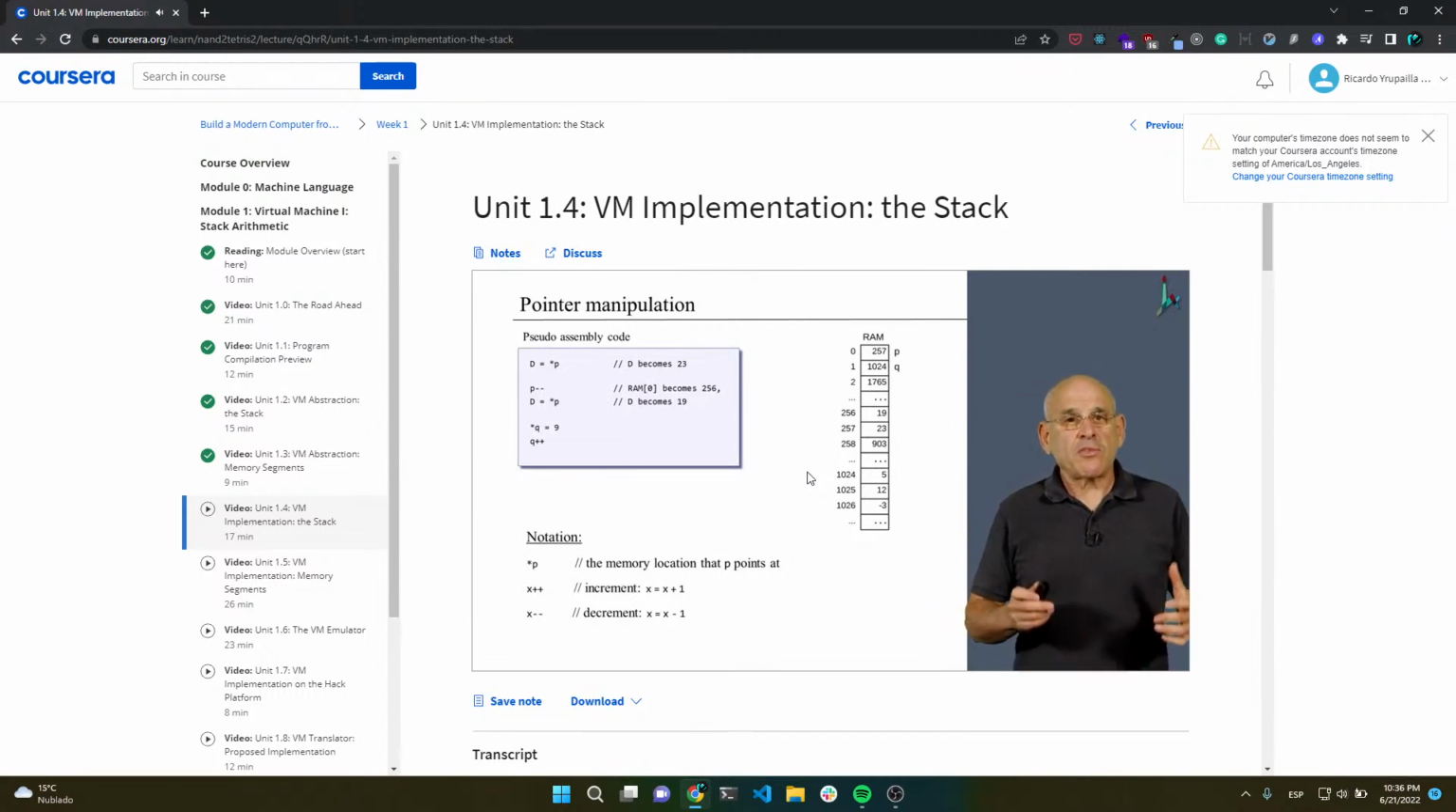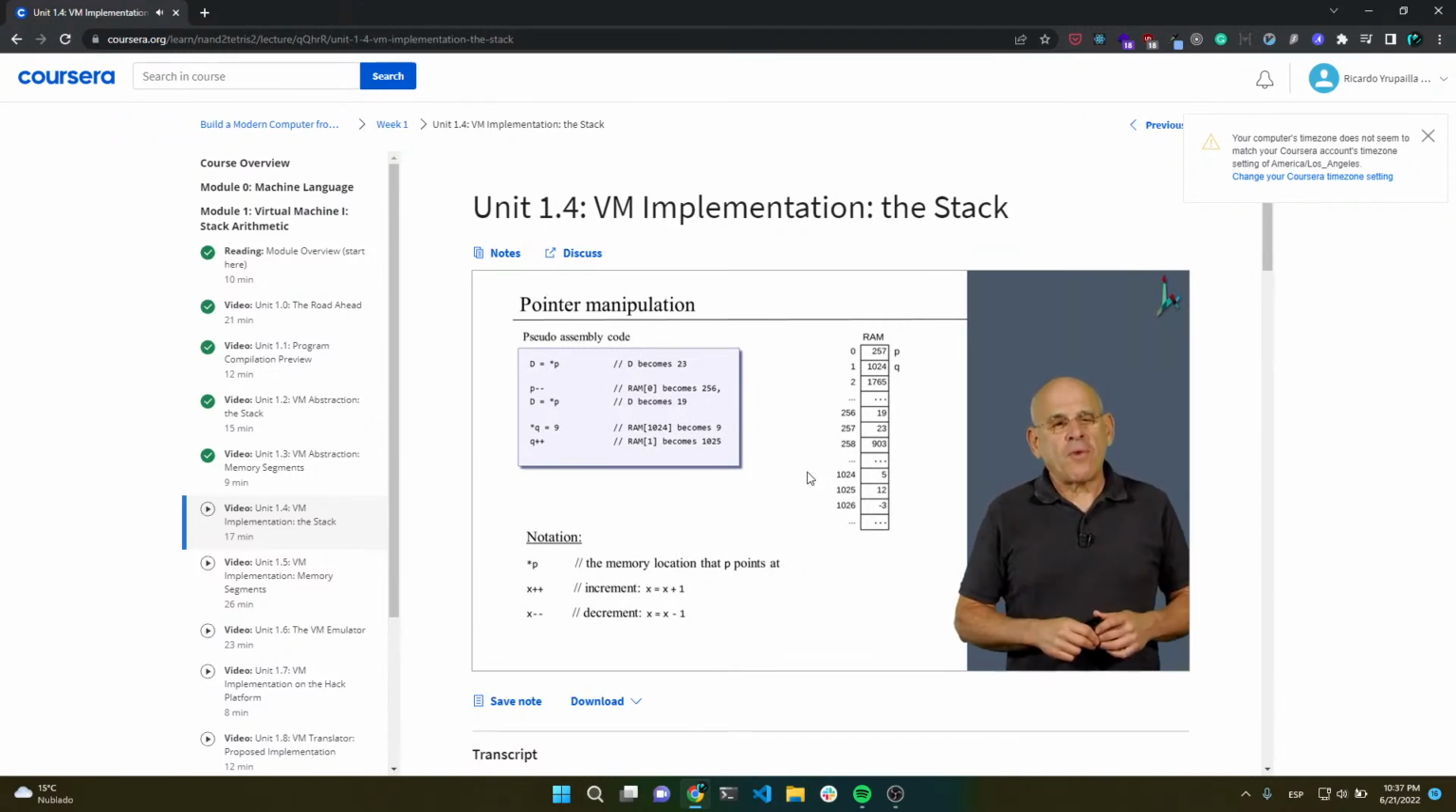Here we do something that looks strange. We do asterisk Q equals 9. Well, asterisk Q stands for the memory location, which is addressed by Q. And Q happens to be 1024. So asterisk Q stands for RAM 1024. And we want to put in it the number 9. So instead of seeing 5, as we see here on the right-hand side, 1024 will contain the value 9. And if we then do Q++, RAM 1 will become 1025.